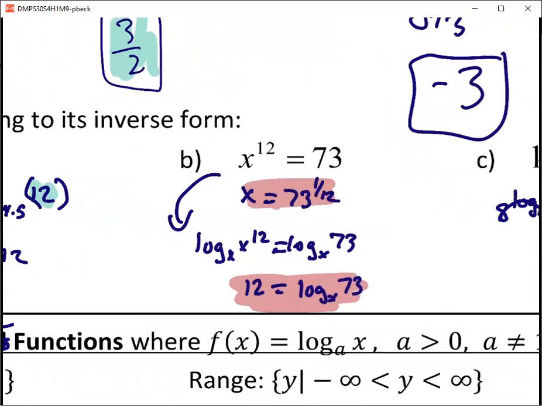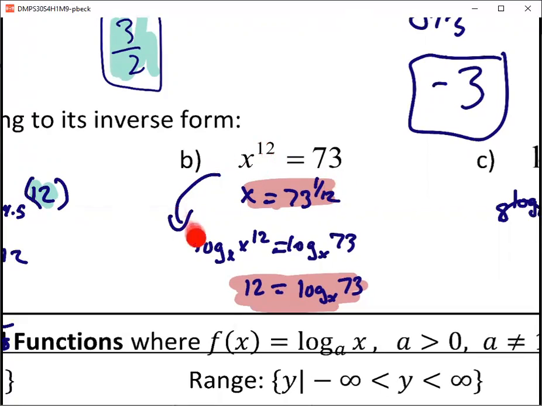So part B, how do I invert the 12th power? Well, we invert the 12th power with the 1/12th power. So if I take the 12th root of both sides, I get this. Now, this problem was written, and really this is a power function. The inverse of a power function is the reciprocal power.